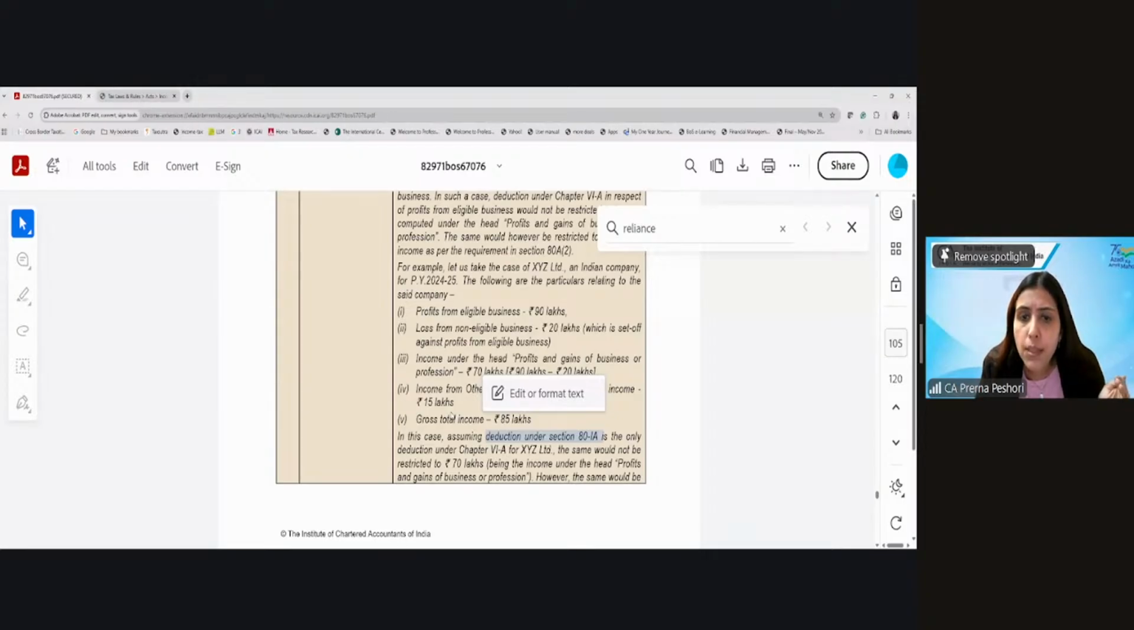Right? The profit from the business is the only source of income of the assessee. So here my deduction under ICAI would not be restricted to 70 lakh. Right? Here I will be able to claim the entire 90 lakh. But as per ICAI, I will have to restrict to the GTI. Is it clear to everyone? This example, this particular point?